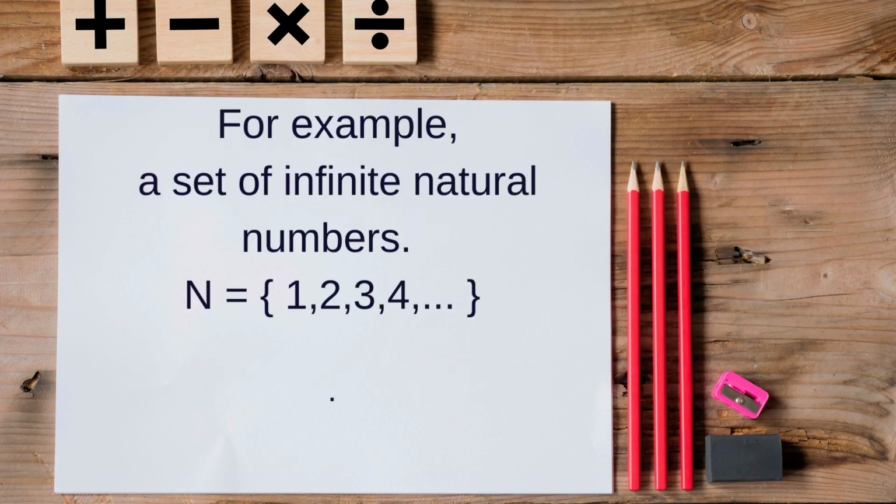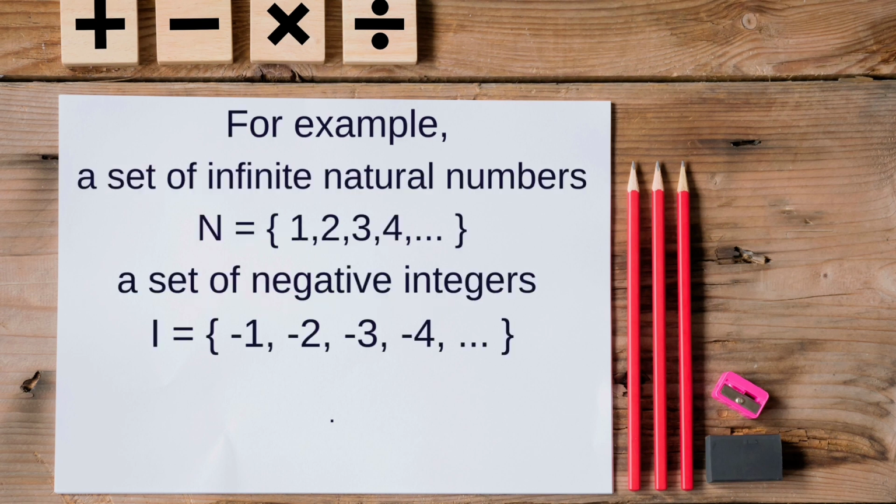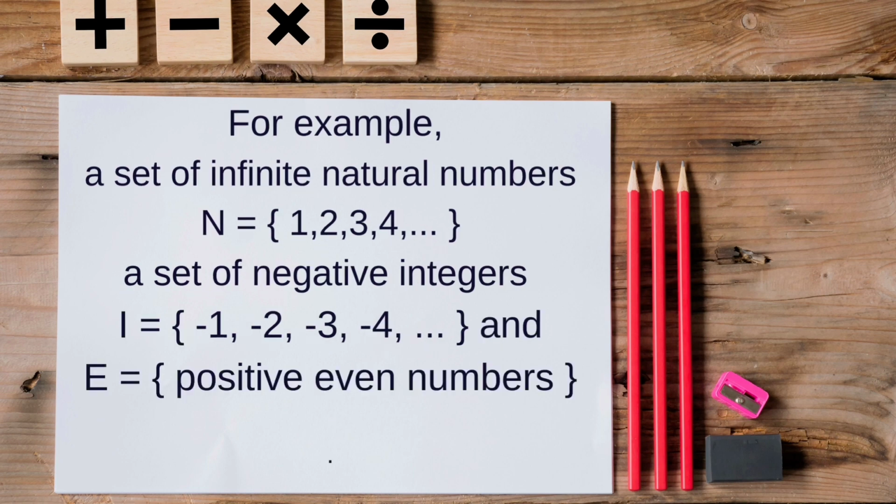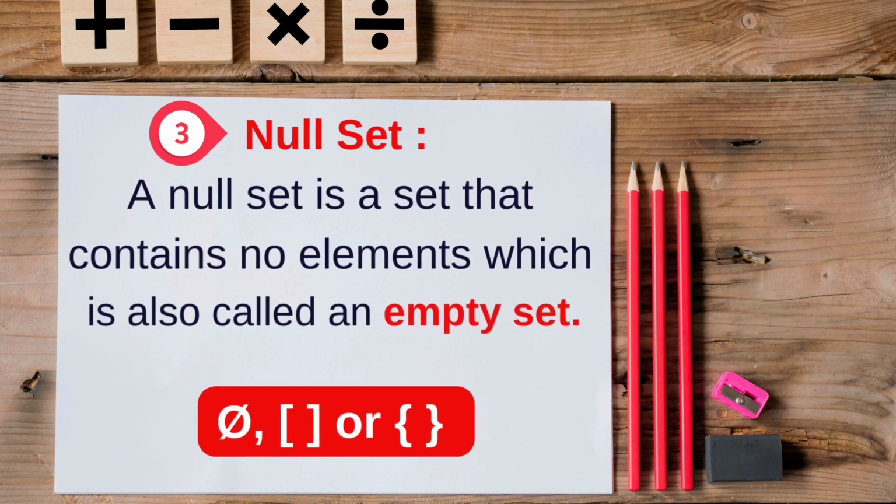For example, let's consider the set N of natural numbers, which are indeed infinite in nature. So we have 1, 2, 3, 4, and the rest are in dots. Let's look at the set of negative integers: -1, -2, -3, -4, and so on. The same can be said for the positive even numbers, which are 2, 4, 6, 8, and so on.